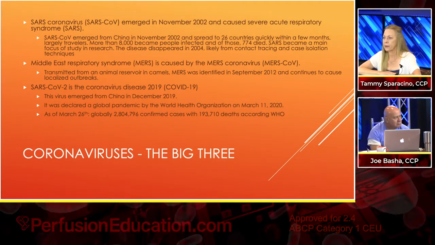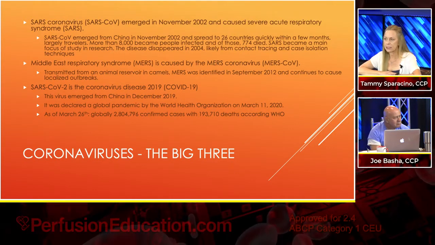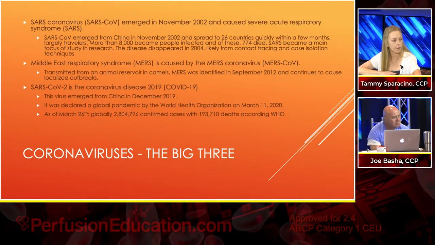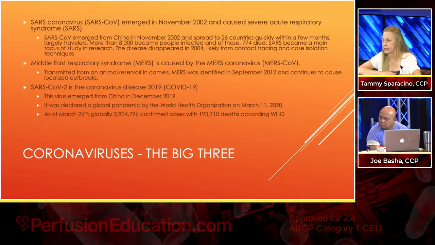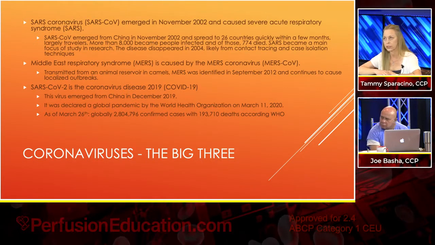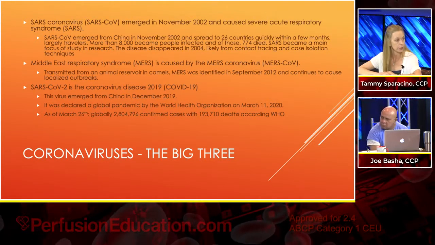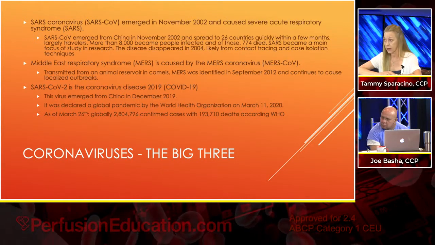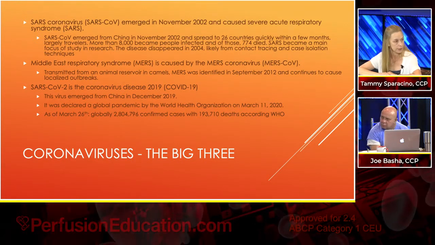The disease kind of disappeared after about 2004, and they linked that to tracing and isolation techniques. So I think that's why countries are trying to do what they have done with this one, because they thought maybe they can control it like they had done in 2002, but it just wasn't as effective.